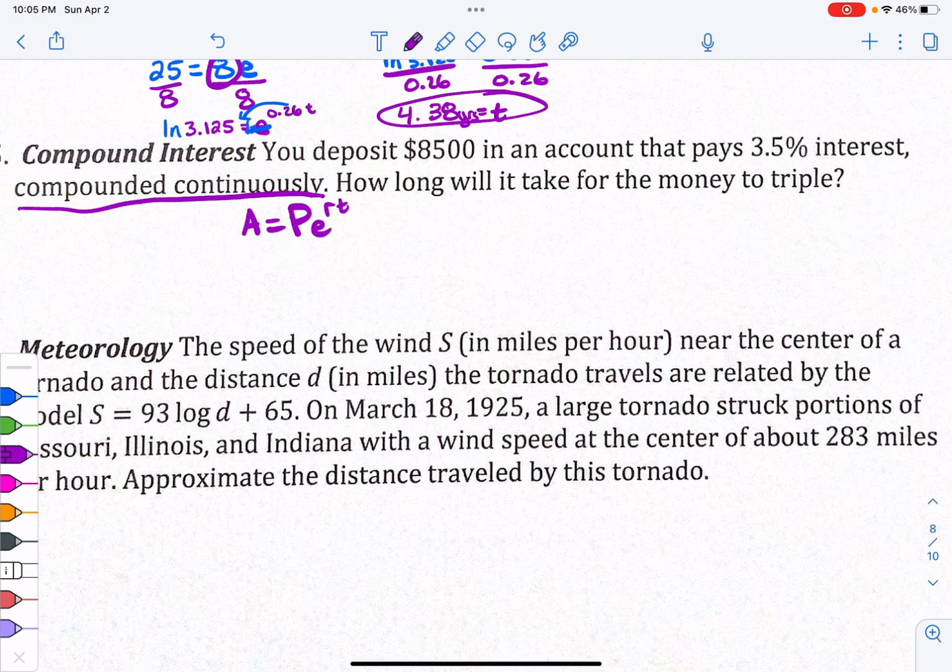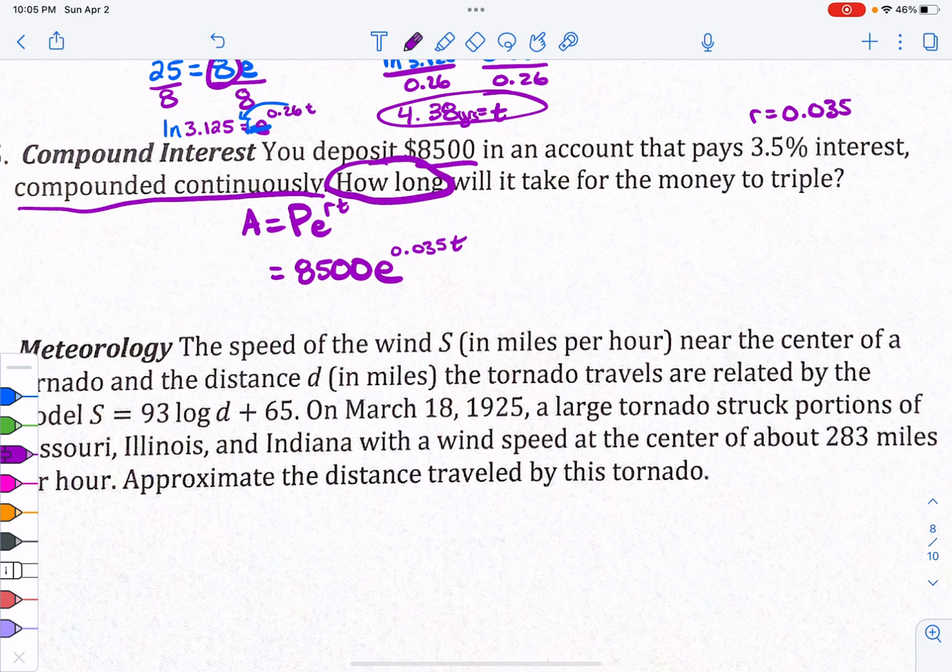But you are depositing $8,500 into an account. That is my starting amount. So that goes in for P. E is just E. We know E is a number in the calculator. 3.5% interest, but that means that it is 0.035. So I want to put it in like that. T is T. We're solving for how long, which means T is what we don't know. And then it takes for the money to triple.